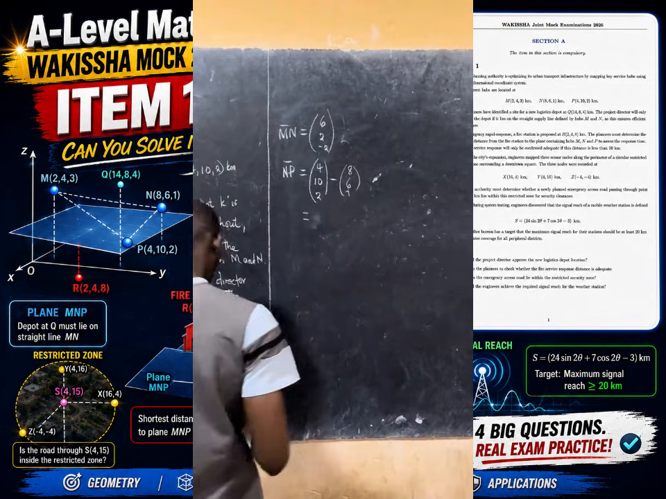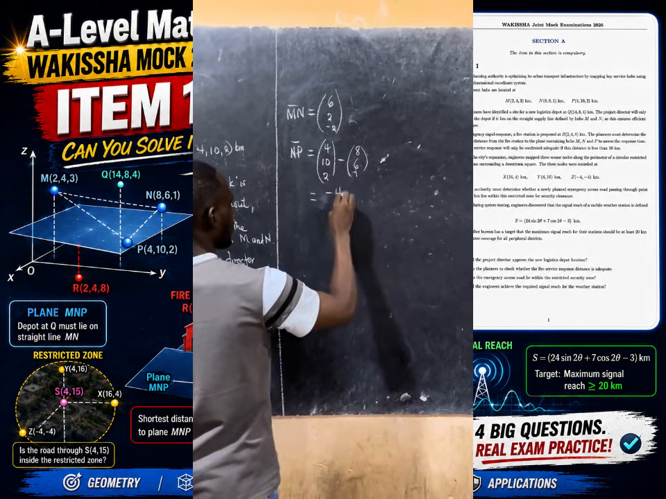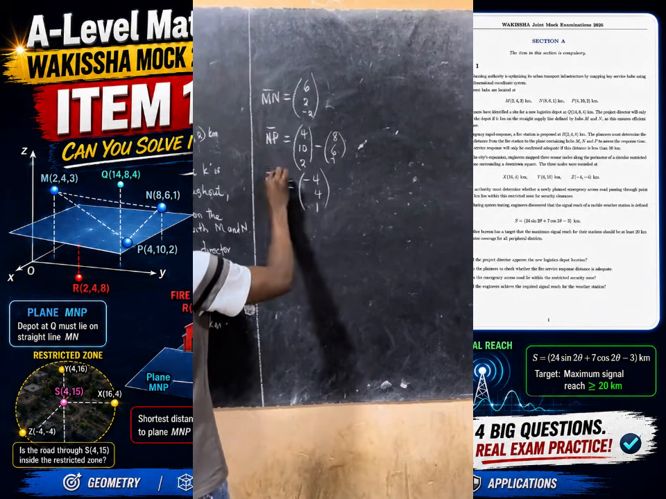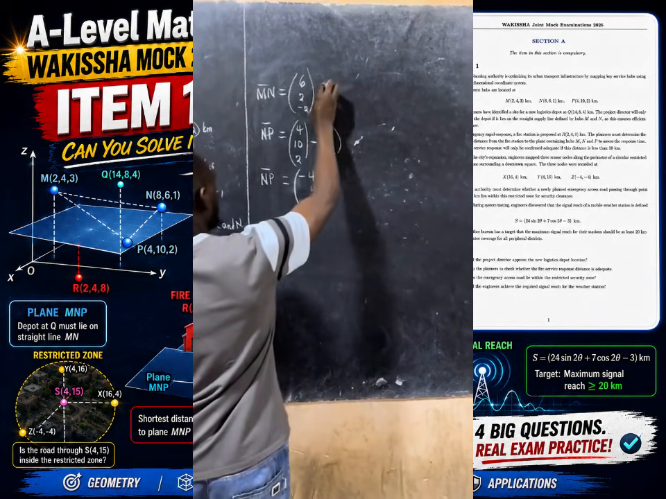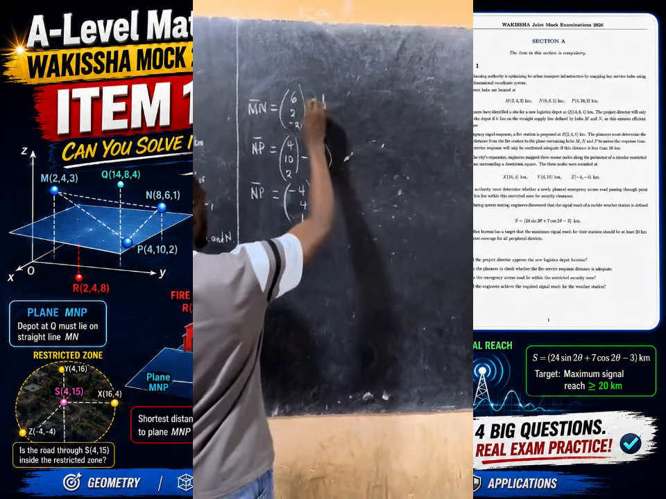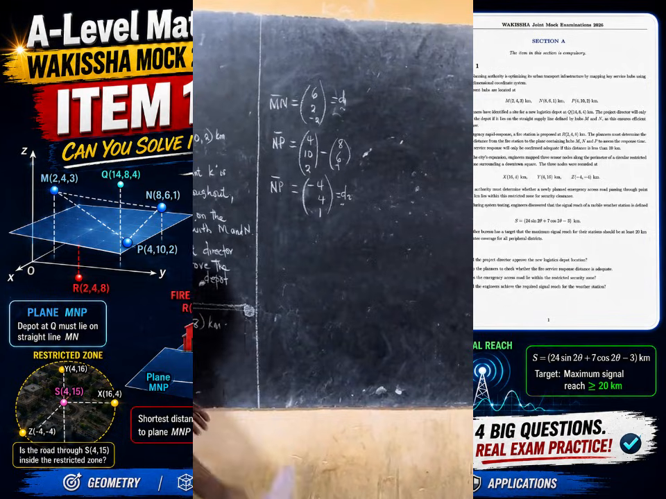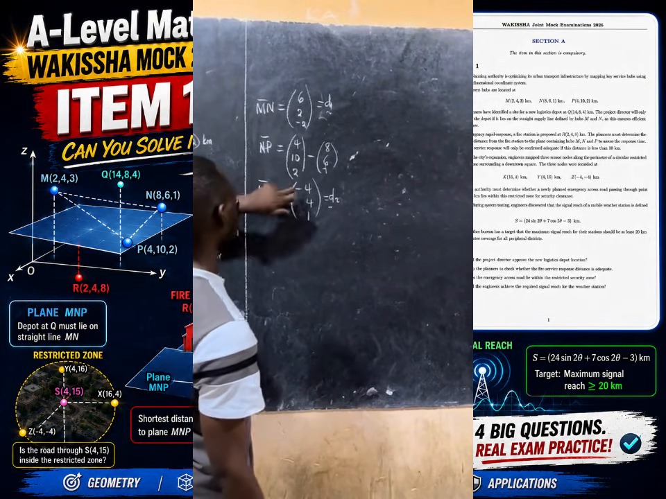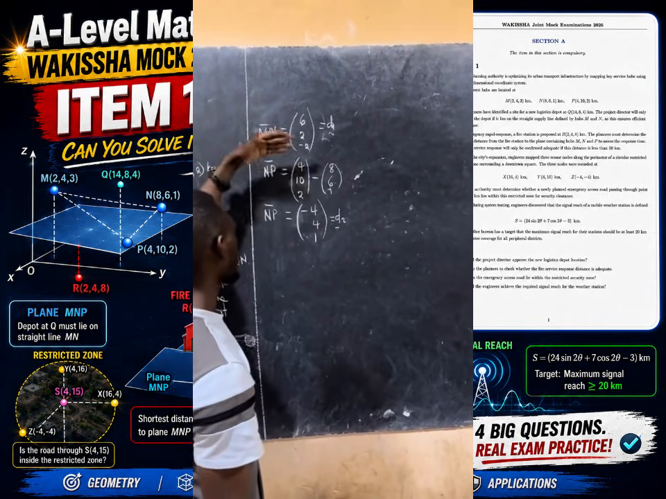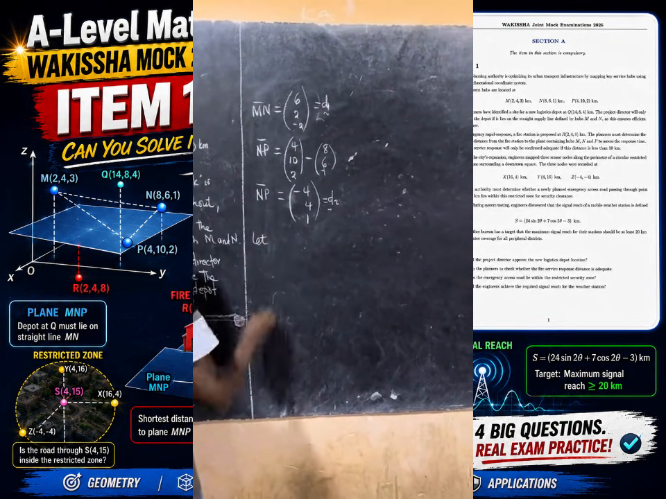When I subtract off, I'll have a negative 4, then a 4, then a 1. This is NP. In vectors, I can call this direction vector 1 and this direction vector 2. Then I need the vector that is perpendicular to these direction vectors, which will be the normal. I can cross the two.